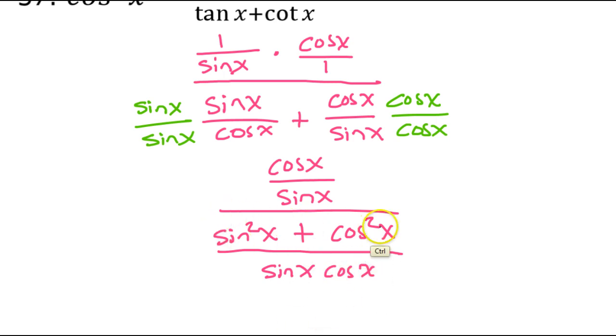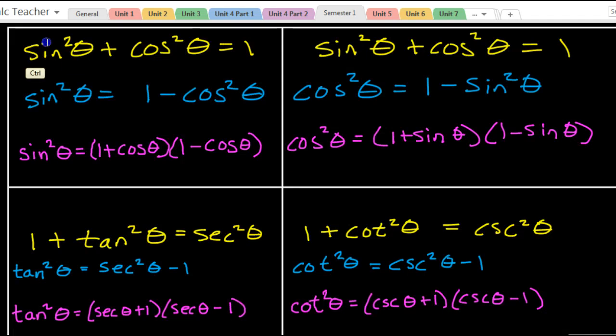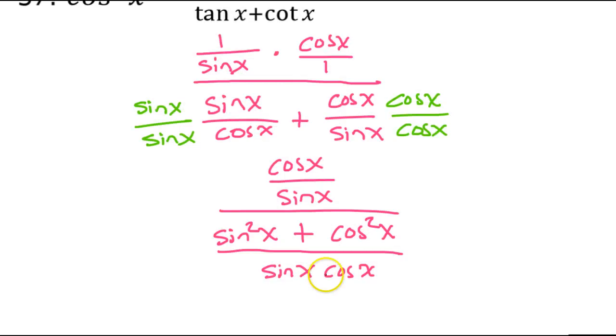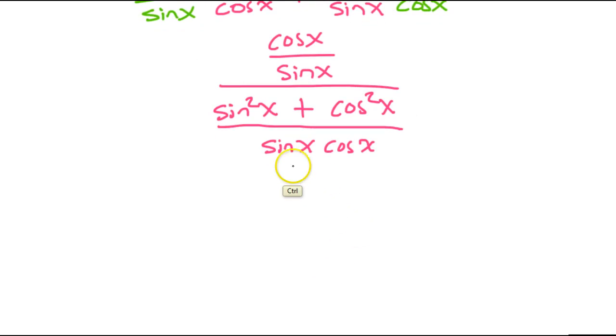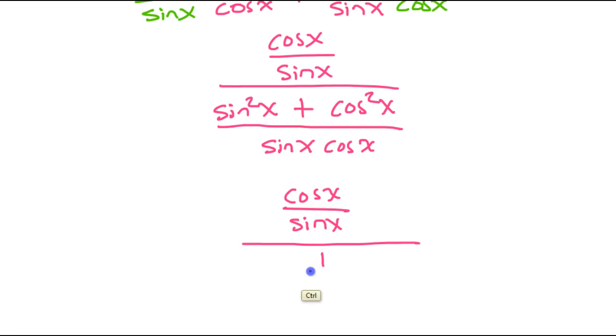So see that sine squared plus cosine squared? There's that Pythagorean identity again. Sine squared plus cosine squared is equal to 1. So this will now become cosine x over sine x. All right, that's that same numerator right there. But in the denominator, I now have 1 over sine cosine.